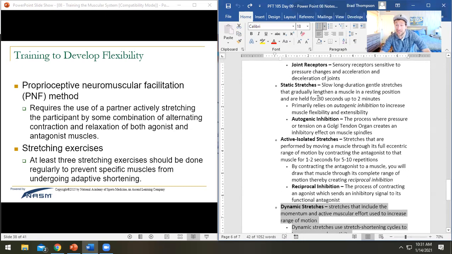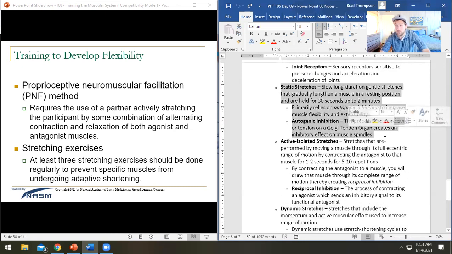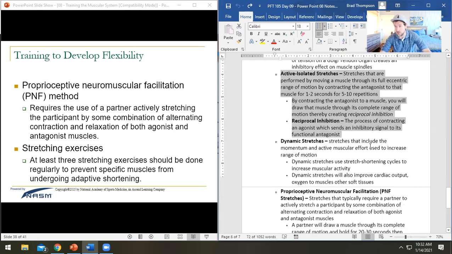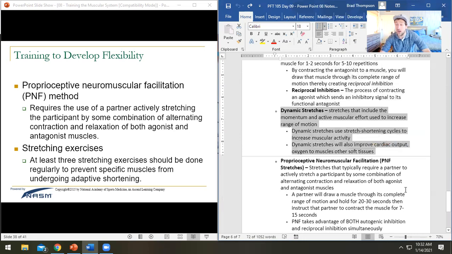So a beginner client who's starting out, I want to improve their mobility. A strength client, I don't want them to lose any strength. And an athlete, I want them to be very explosive. So we start to see why we have different types of stretches for each.